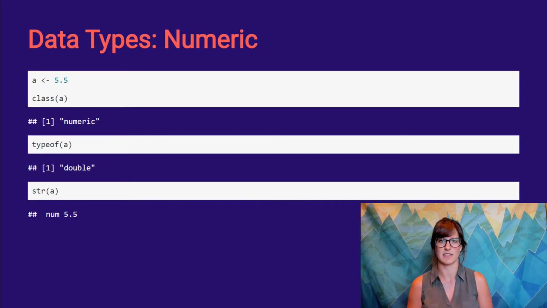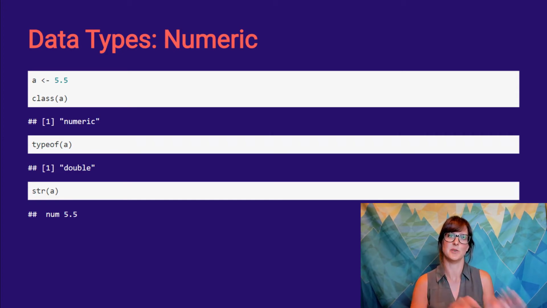So here you can see I've assigned the value of 5.5 to A, and we can use this function class to see the general data type, and we can see its class is of course numeric because it is a number. We can use this other function, typeof, and get a little more specific. That typeof is telling us this is a double. This is not a whole number, it's 5.5, it's not an integer. And this str is a very useful function, it stands for structure, and that one not only tells us that it's numeric, here abbreviated to num, but it also reminds us of the value of that object A.